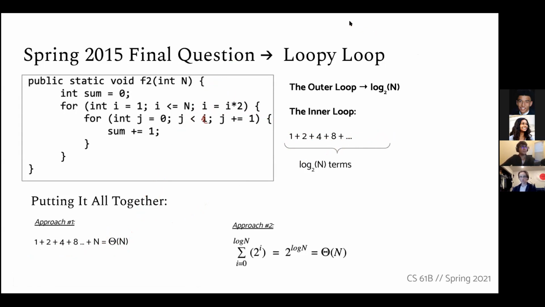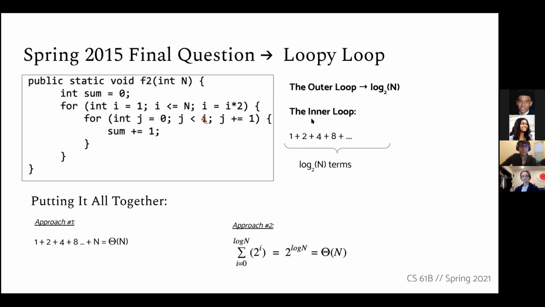Yeah, do you want to unmute him? Yeah, so I thought since the outer for loop is going log n times, the inner for loop is only going to be able to go max log n times, right? So shouldn't it be log n times log n?